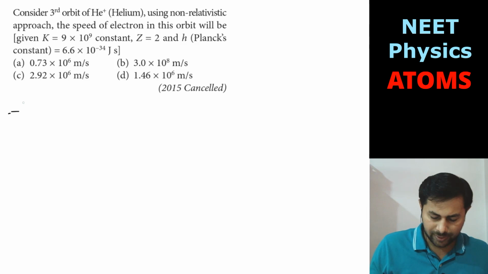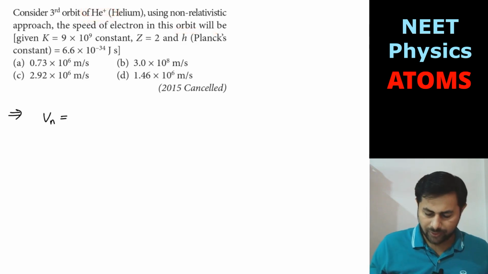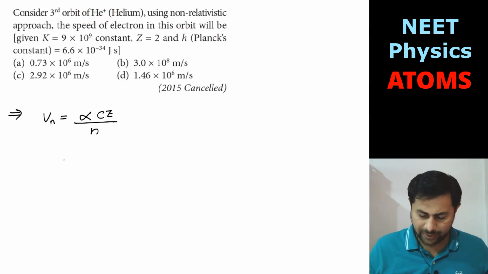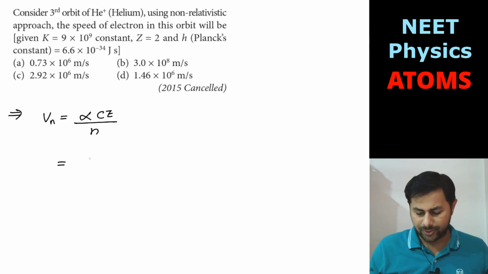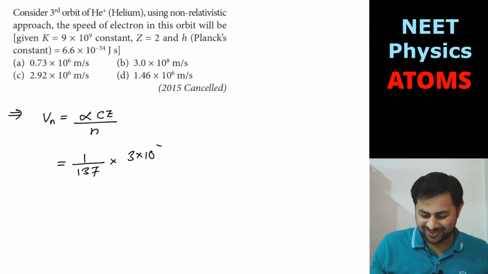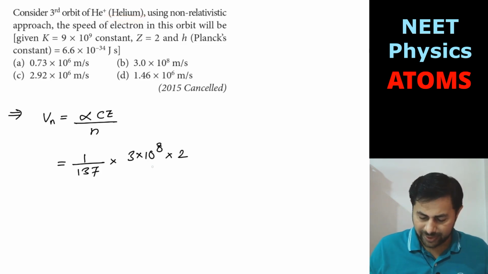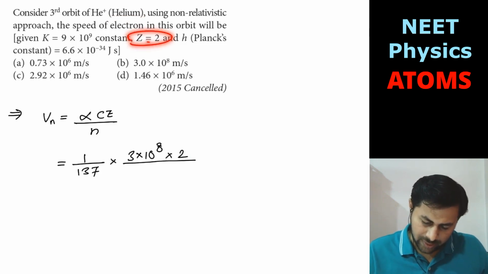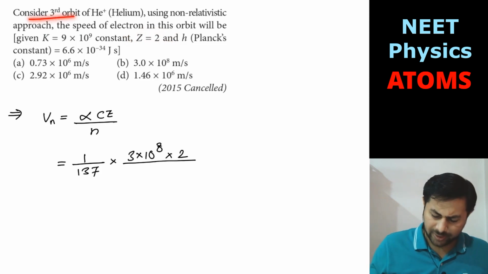What's the formula? Vn is equal to alpha times Cz divided by n. This is the formula, right? So let's just substitute values. Alpha is 1 by 137, multiplied by C, which is 3 into 10 raised to 8. What is Z? This is helium, so Z is equal to 2, and then you have n. Which orbit? Third orbit, so n is equal to 3.